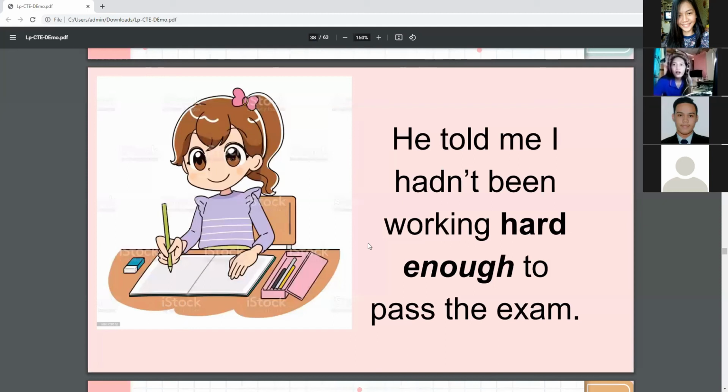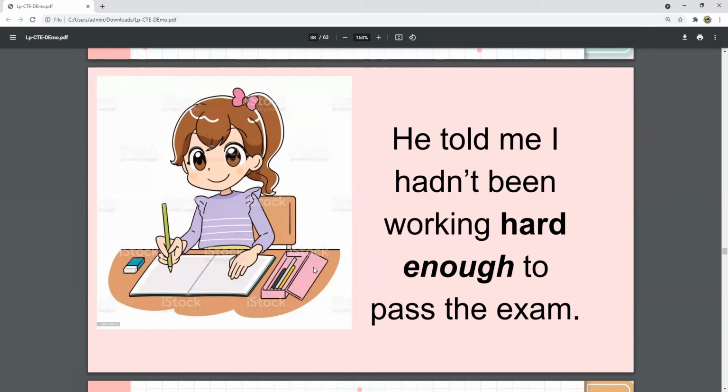Do you guys also think that way? Yes, ma'am. That hard is an adjective. So hard is an adjective, but here in this sentence, the word hard is used as an adverb. Okay?